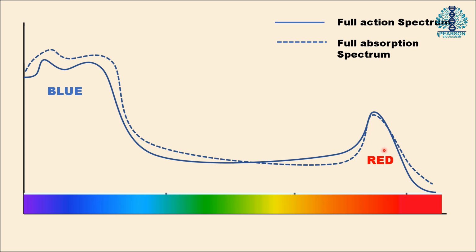So both spectra show that the blue and red wavelengths are the most effective for photosynthesis, and importantly, there is no point in either spectrum where the values drop to zero. So it means there is some absorption and some photosynthetic activity across the entire spectrum. So this allows plants to make efficient use of nearly all the light that reaches them.